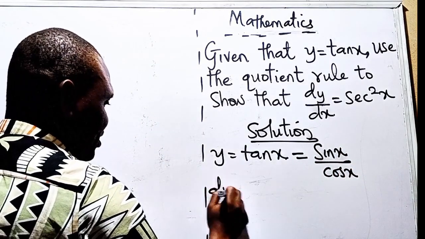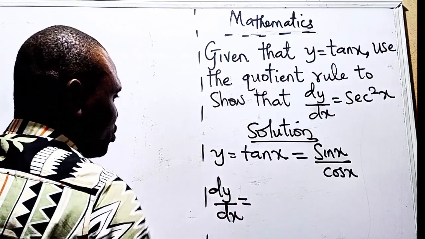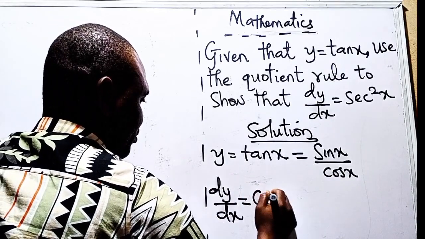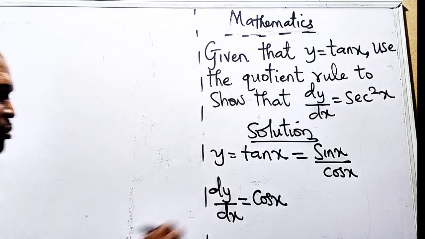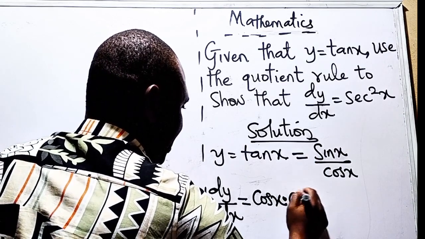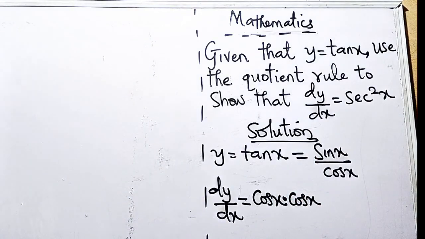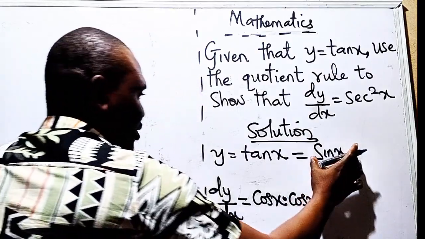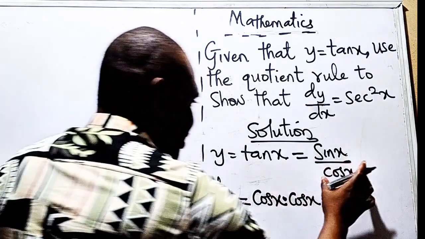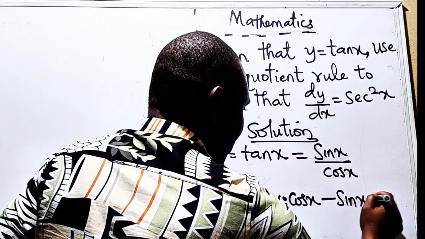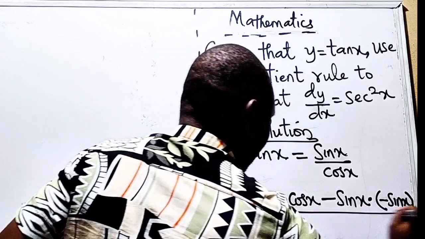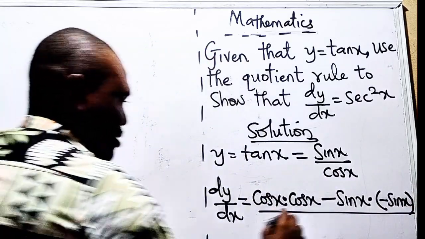So my dy/dx will be equal to, now, bring this cos x up, times the derivative of sin x. If we differentiate sin x, you will get cos x. Minus, now write sin x, then differentiate cos x. If we differentiate cos x, you'll be having minus sin x, over the square of cos x.